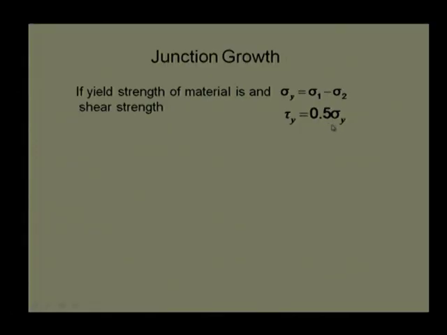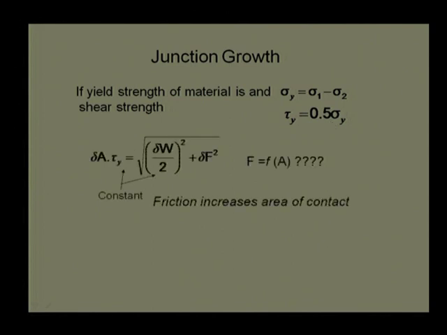If it is the Tresca theory, then it will be 0.577 sigma y, while one might say it will be 0.7577. In case of Tresca theory it will be 50% of yield strength. Substituting these values, we get an expression something like this: the elemental area into shear strength of the material, an expression for the normal force or 50% of the normal force, squared, and then the tangential force.